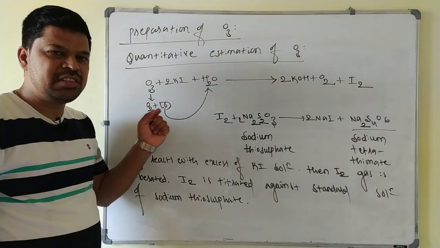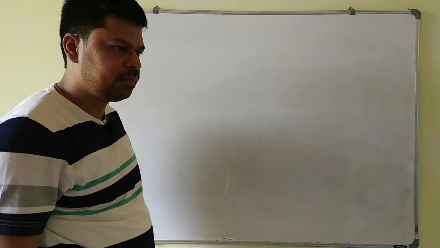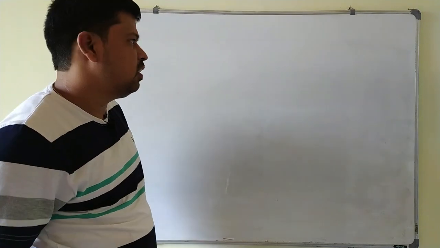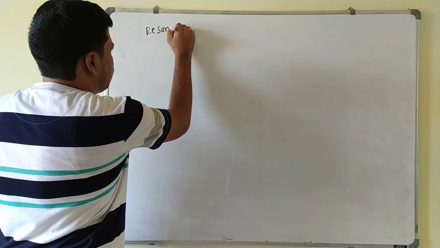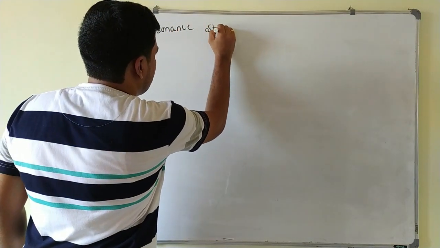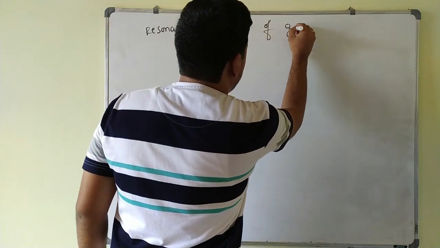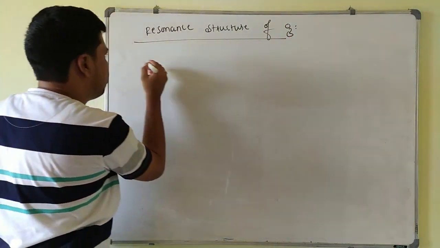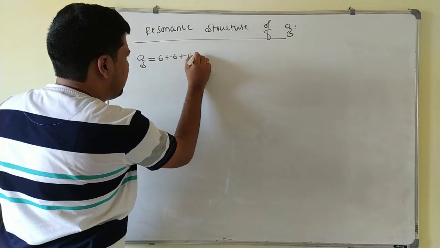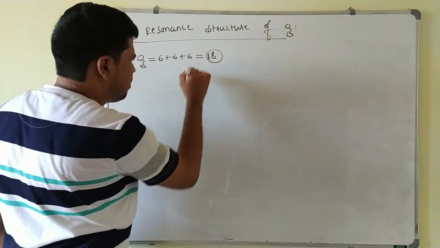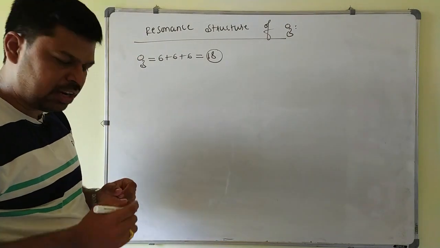Now we will write the resonance structure of O3. In O3, how many oxygens are there? 3 oxygens are there. Each oxygen has 6 valence electrons. Total 18 electrons must be distributed among 3 oxygen atoms. And this ozone has 2 resonating structures.